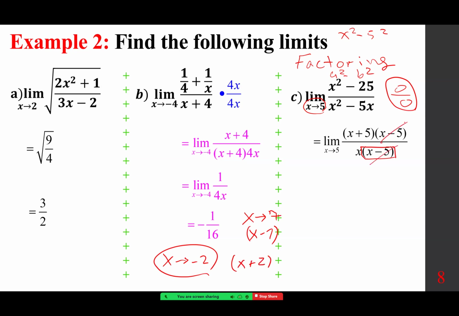These two cancel each other. When we plug in, we get 5 and 5, 10 over 5, which is 2. Okay.